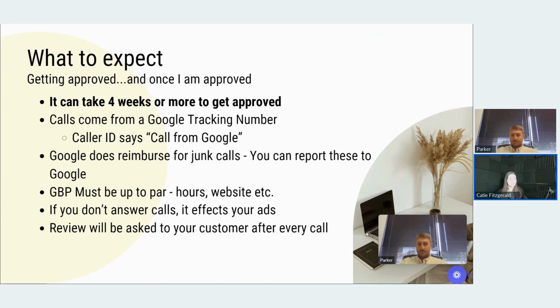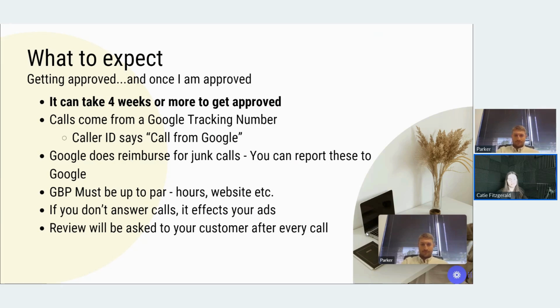So the caller ID actually tells you it's a call from Google. And then the other note that we've seen too is that Google does reimburse for junk calls. So we know that that's always a big issue, right? You see a lot of junk that comes through. You have an option in the app to report these from there, but all the information is pulled from your Google business profile. So your hours, your website, that phone number, everything's pulled from there.